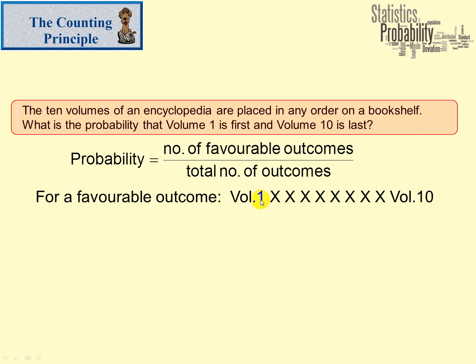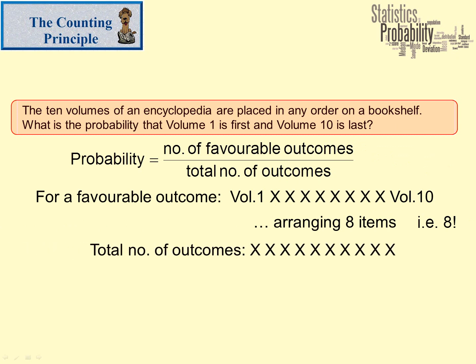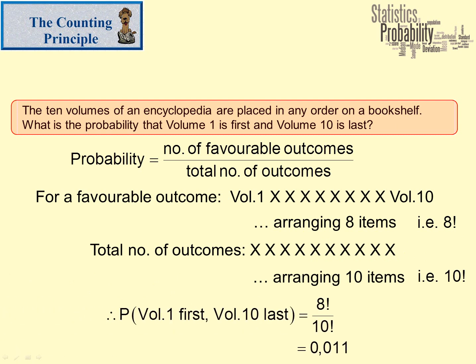So for a favorable outcome, we need volume 1 there, volume 10 there, and we are arranging 8 volumes, which is 8 factorial. Total outcomes, there are 10 to arrange, arranging 10 items, that's 10 factorial. Put favorable over total, and there we are.